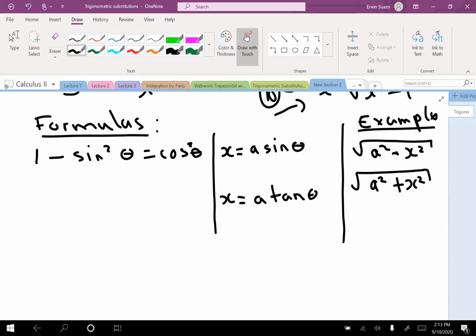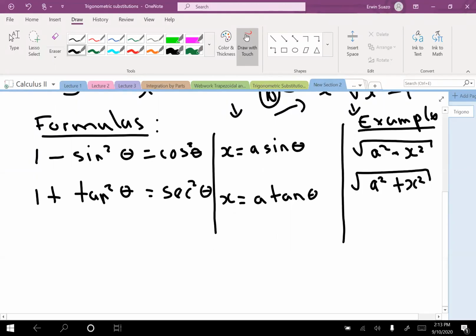So it's really those two columns that you need. This is just for completion. Why do I need this? Because in the process, you're going to use these formulas on the left. So the formula associated that you will use in your integration will be this one: 1 plus tangent squared of theta equals secant squared of theta.